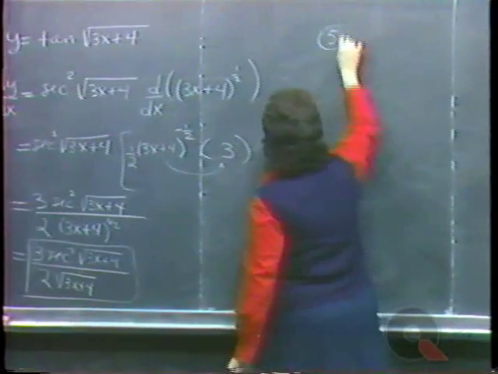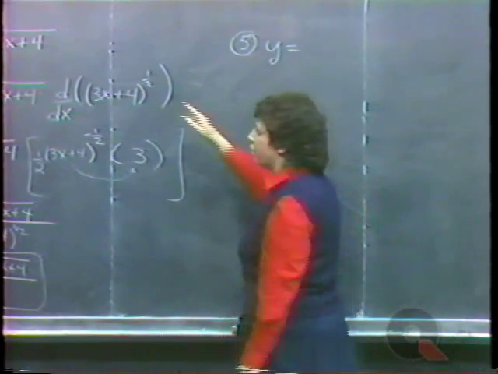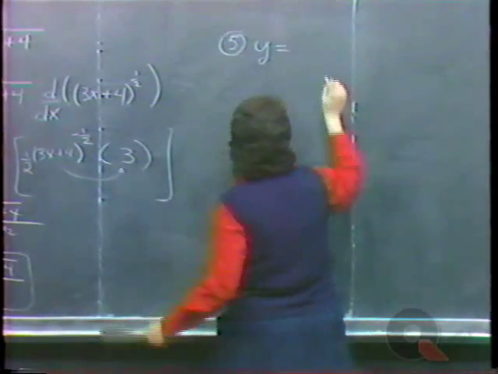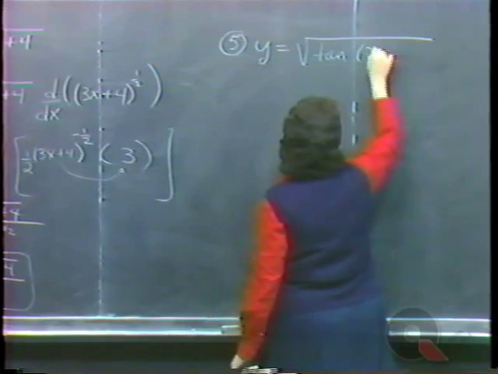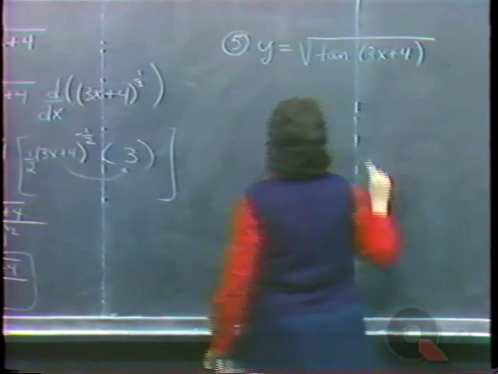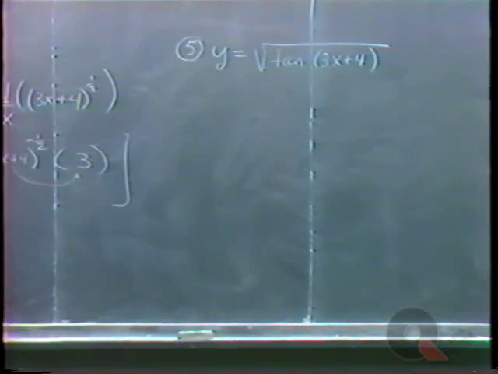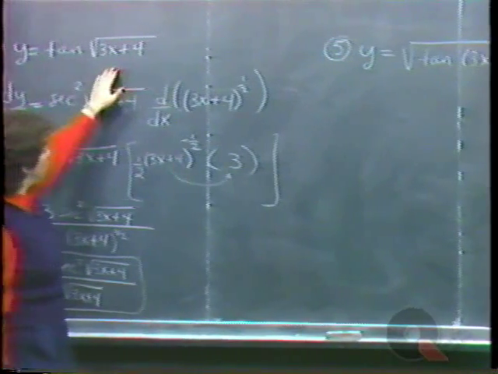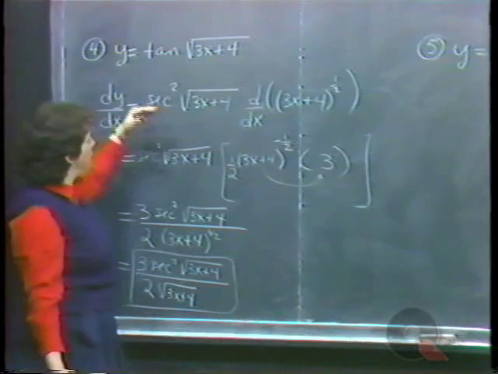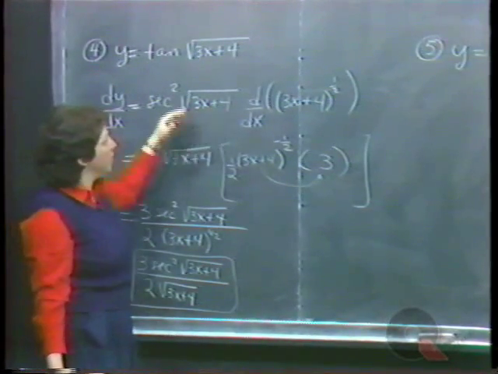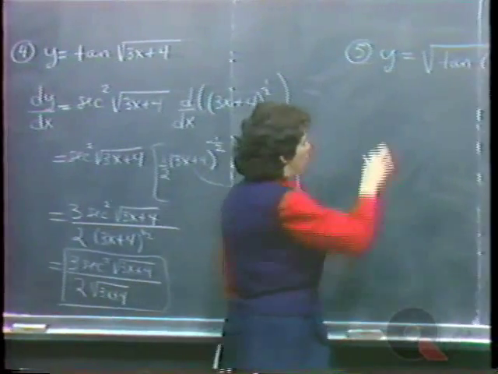For our next example, let's look at something which is pretty similar to what we just did. Instead of tangent of the square root of 3x plus 4, I now want to do the square root of the tangent of 3x plus 4. Okay? Here we had the tangent of the square root of 3x plus 4, and this was an example of tangent of something. And we differentiated it, and we got secant squared of the same something times the derivative of the something. Okay, now this looks similar, but it's really quite different.